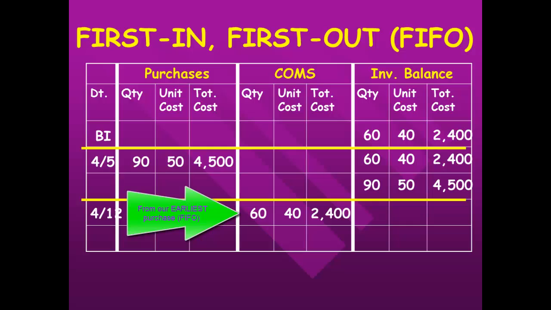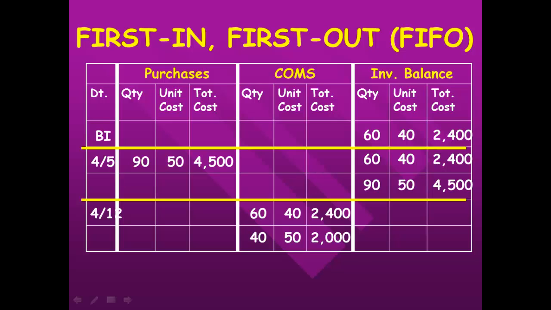How many more units do I need to get up to the 100 total that I sold? 40, and they would be at how much each? At the $50 each. What do I have left? Well, I had 60 at 40, but I sold all of them, didn't I? So they're all gone. I had 90 units at $50 each, but I sold 40 of those. How many are left? 50, and they cost me $50 each, so therefore they have a total cost of $2,500.